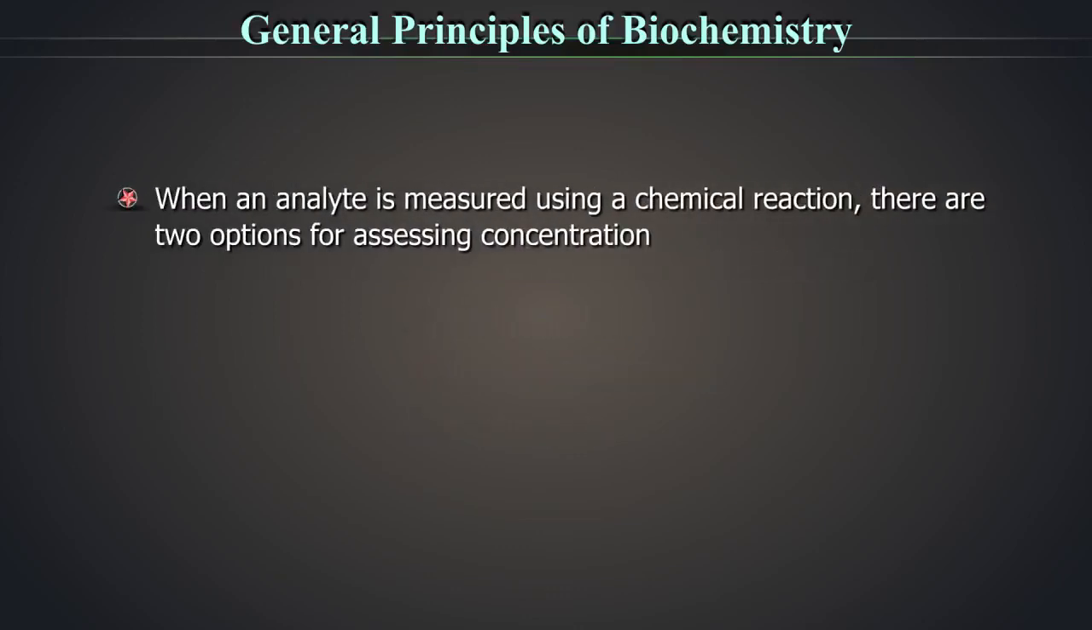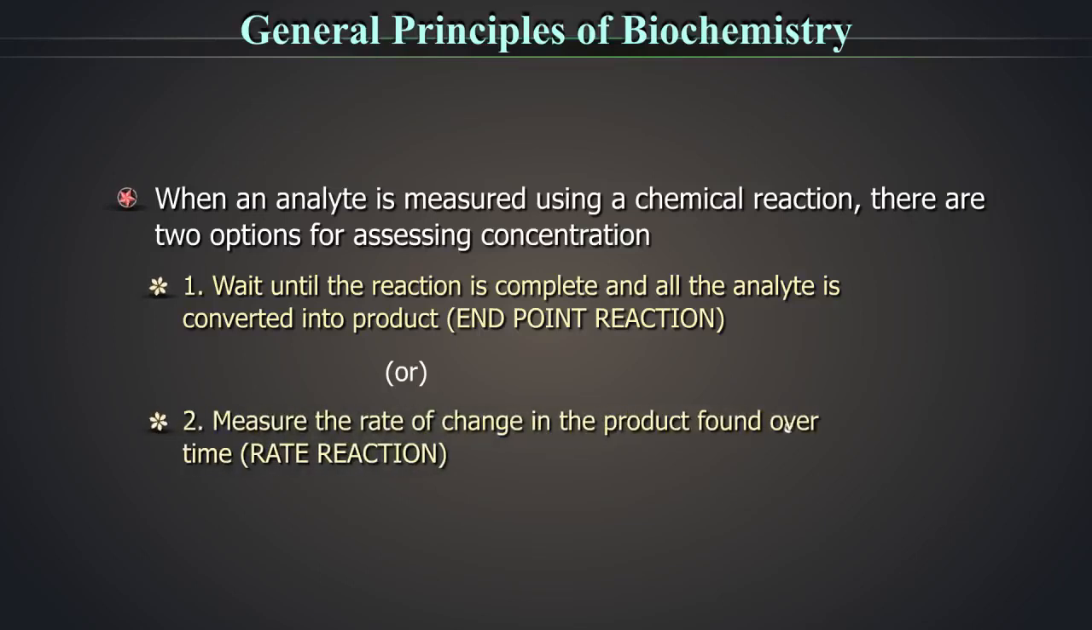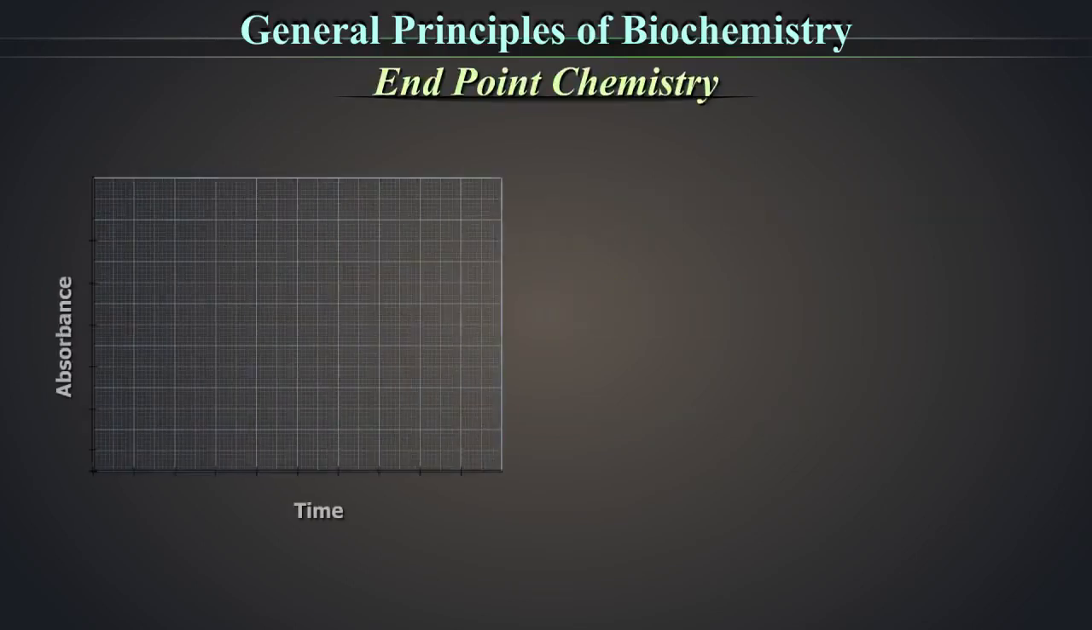When an analyte is measured using a chemical reaction, there are 2 options for assessing concentration. Wait until the reaction is complete and all of the analyte is converted into the product. This is called endpoint reaction. Or measure the rate of change in the product formed over time. This is called rate reaction.